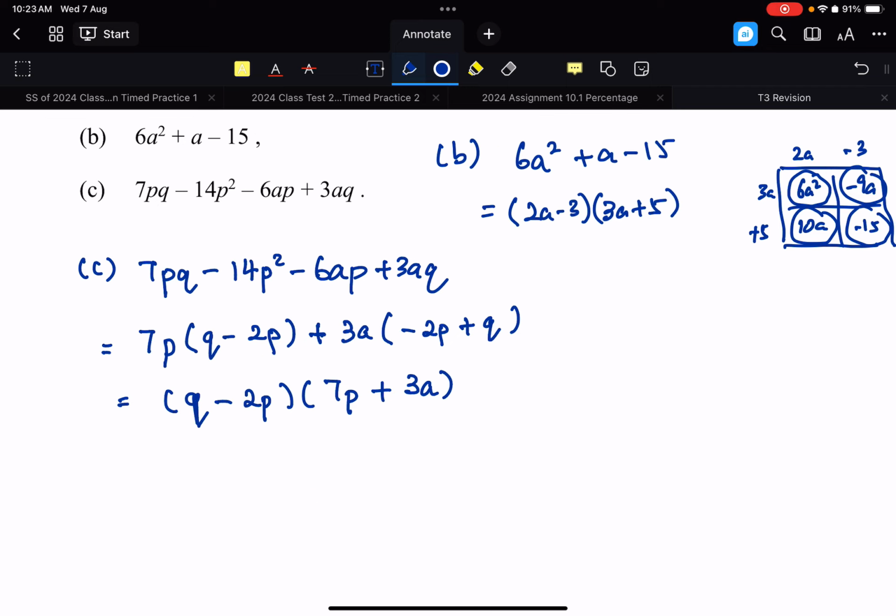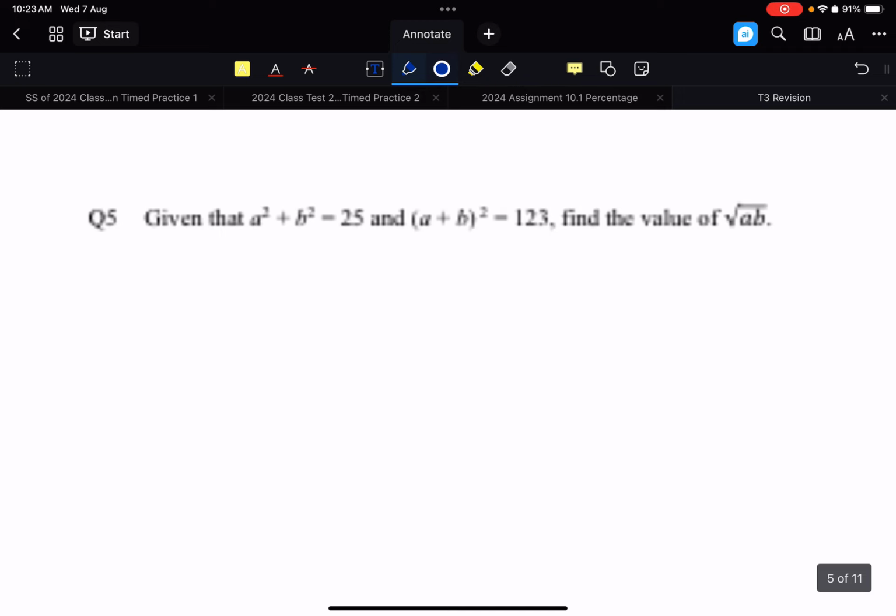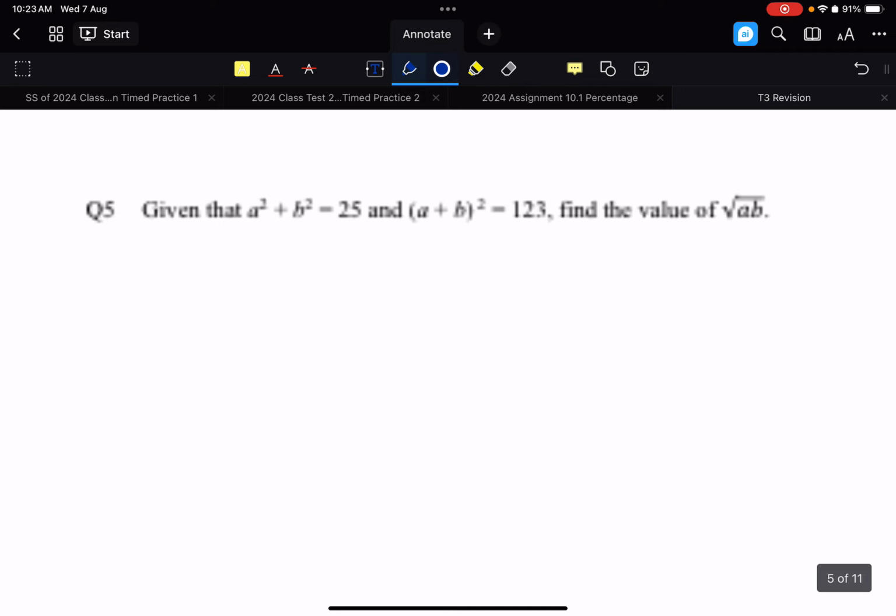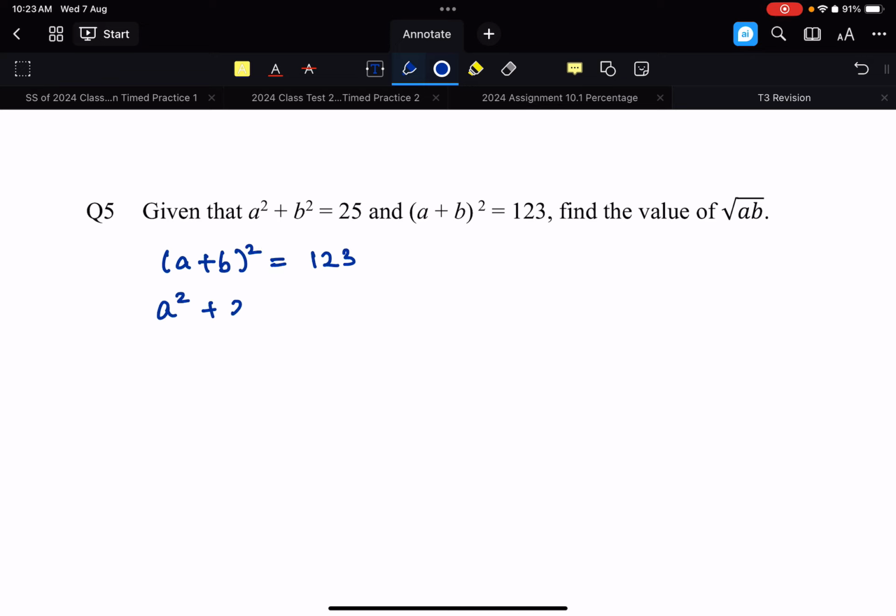Moving on. Next question. Oops. What happened to my scrolling? There we go. This is another expansion identity question. So this time round, the value that they give us at the start is a bit different. But we're still going to start from here, right? A plus B squared is 123. So this means A squared plus 2AB plus B squared equals 123. So A squared plus B squared is 25. So 2AB equals 123 minus 25.